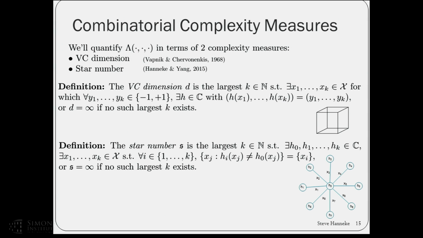The more recent one is the star number. We denote it by s. It's the largest integer k such that there are k plus 1 classifiers in your concept space, h0 through hk, and k points, x1 through xk, such that hi disagrees with h0 only on xi among those points. In other words, you can hold the labels of these k points fixed while flipping just one of the labels and hold the other k minus 1 of them fixed. And you can do that for any of the k points. That's the star number. And if there's no such largest one, we say the star number is infinite.